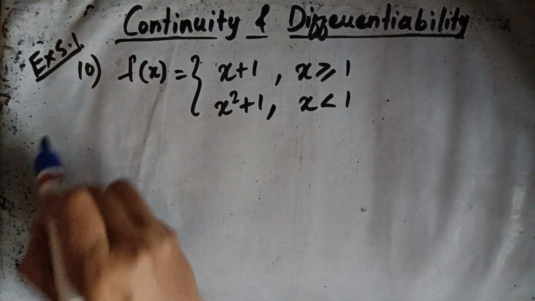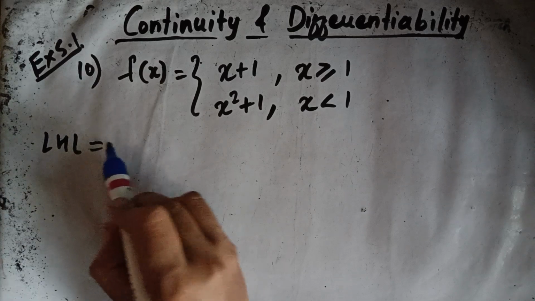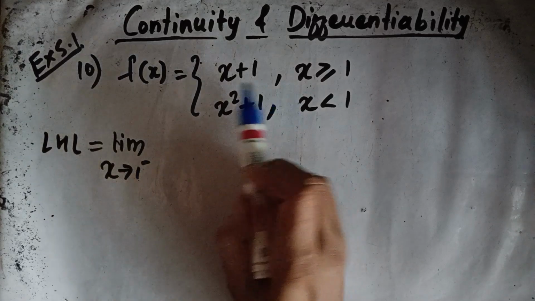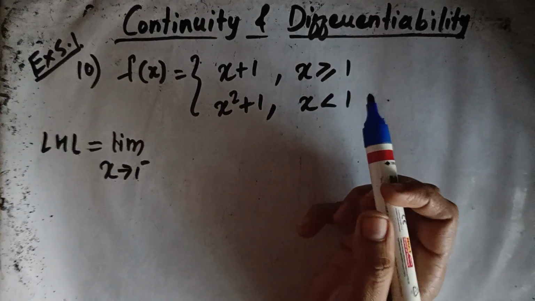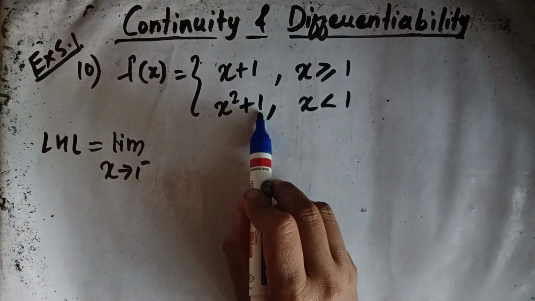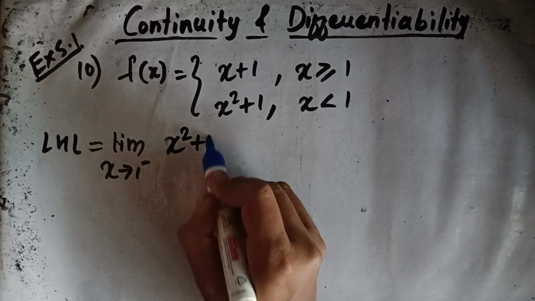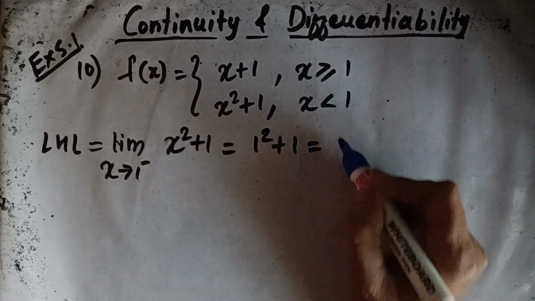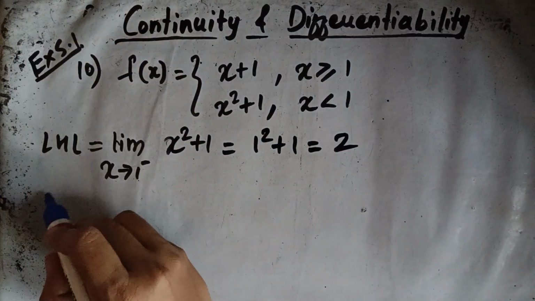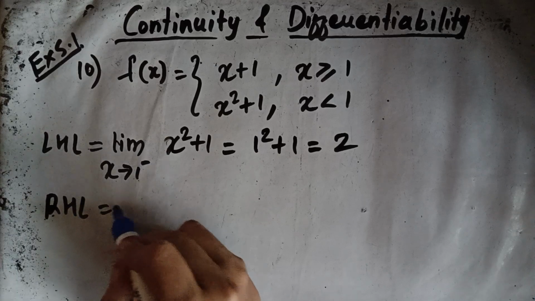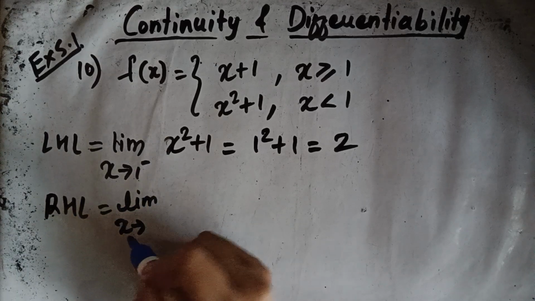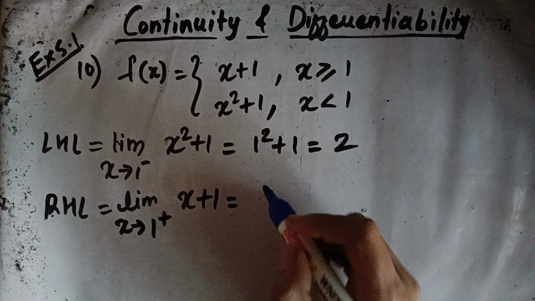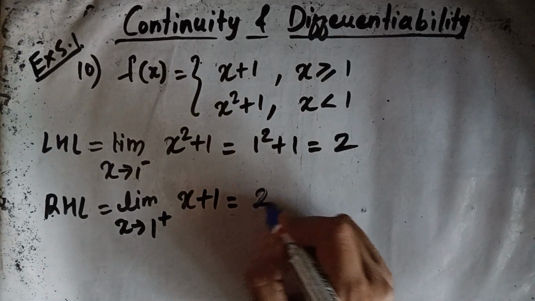Starting with the left hand limit, as x tends to 1 minus, we take this function. x is less than 1, so x square plus 1 we have to take. So this is 1 square plus 1, so 2. For the right hand limit as x tends to 1 plus, you have to take the function x plus 1. So this is also 2.